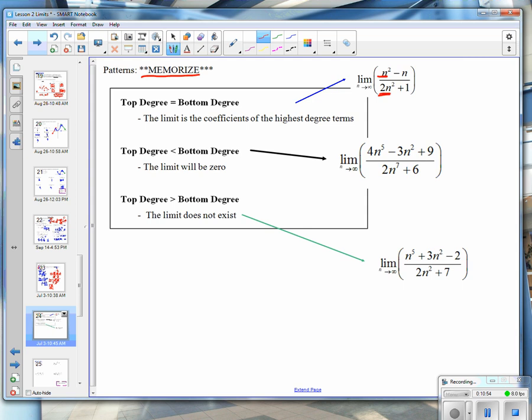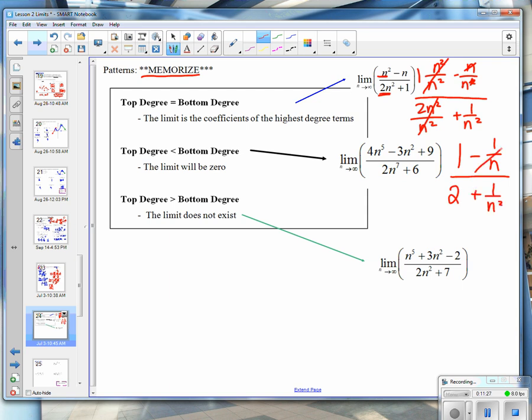So if I look at this one, again, if I do it the long way, I've got n squared, so the highest power is n squared, right? So I divide everything by n squared. And I know that this is just going to cancel out, so I'm just left with my 1 there. This n over n squared is going to leave me with 1 over n. These are going to cancel, and that I can simplify. So we're left with 1 minus 1 over n over 2 plus 1 over n squared. Well, obviously this guy and this guy are both going to become zeros. So my answer would be a half.